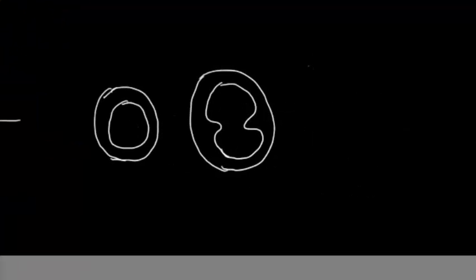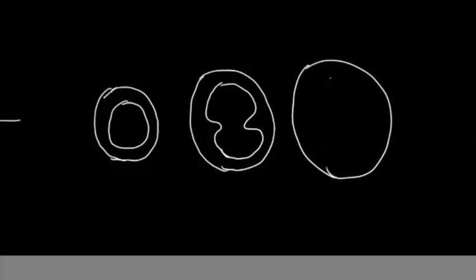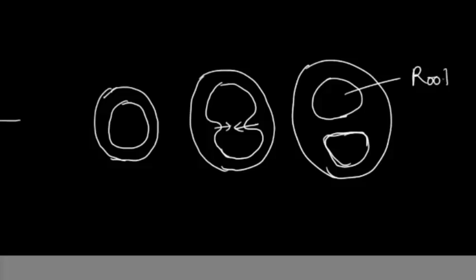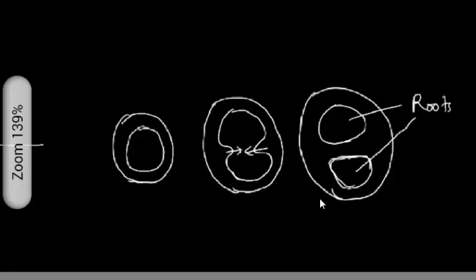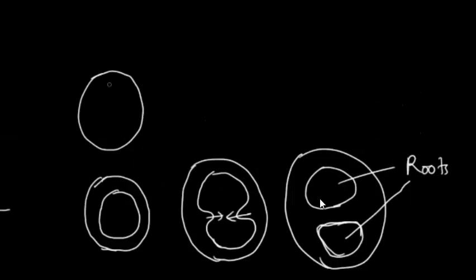So if it's a two-rooted tooth, these tongues come closer and fuse together, forming two roots. So this will be the roots. And in case of a triple-rooted tooth, multiple tongues will be formed.